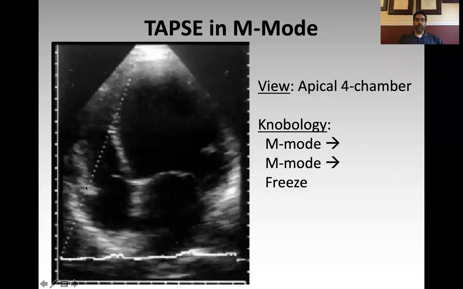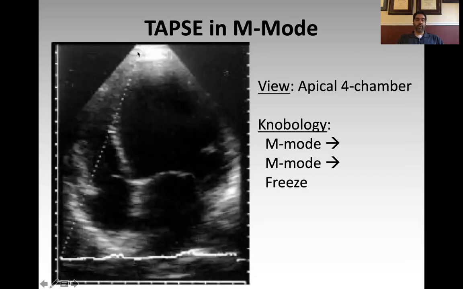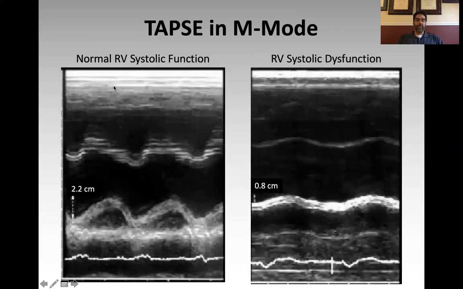And this is what that would look like. So in your apical four-chamber view, you turn on your M mode, put the M mode line down through your tricuspid annulus, and you will get something that looks like this. If you look at all the structures that the M mode line is going through, it's going through the LV apex first, then the LV chamber, then the septum, then the RV chamber, and then finally through the tricuspid annulus. So all these lines here, we're looking at movement of these structures over time.